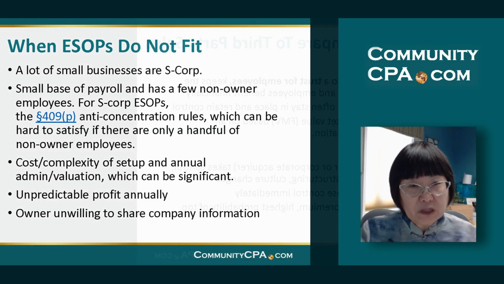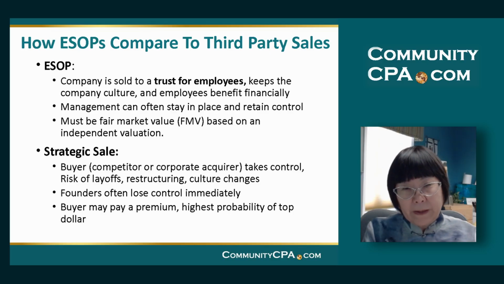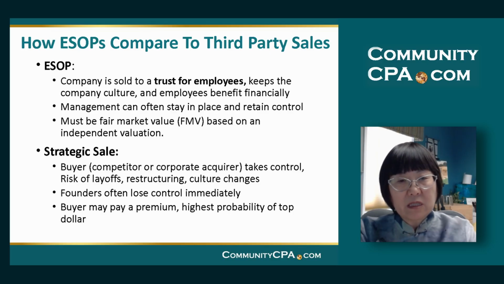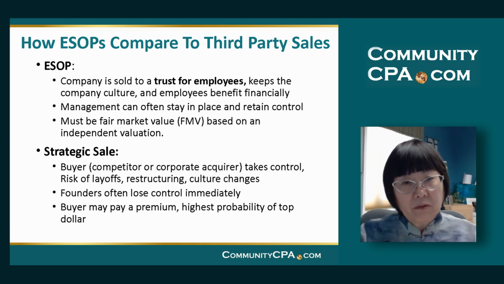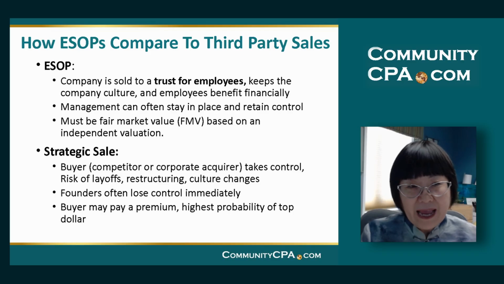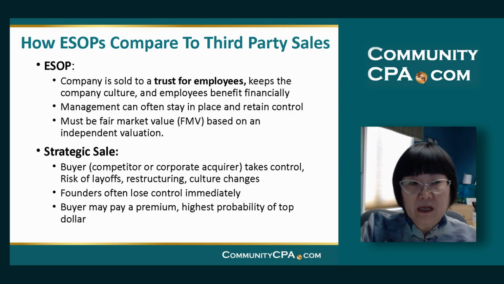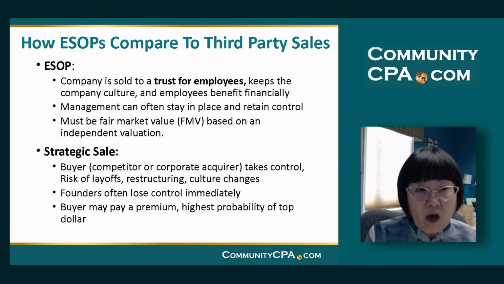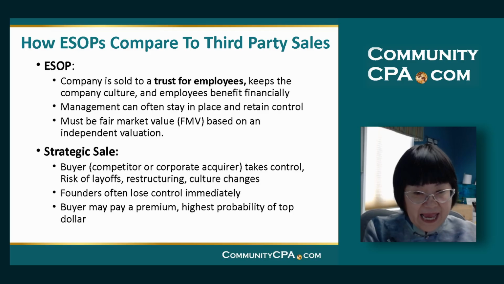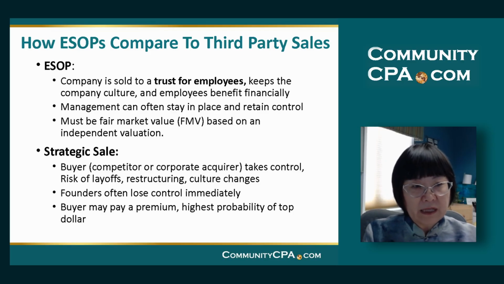So how does an ESOP compare to a third-party sale? My clients want to exit their business. They're already in their late 50s. So what if someone just comes up to them wanting to buy the company outright instead of them thinking about the ESOP option? Of course, the difference is that when you have an ESOP, the company is sold to trusted employees, right? You keep the company culture and the employee benefit, financially, because they have a deferred benefit coming when they retire. Management can often stay in place and retain control, because the employees have so much to look forward to as owners of that company.